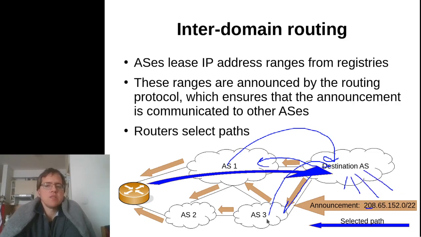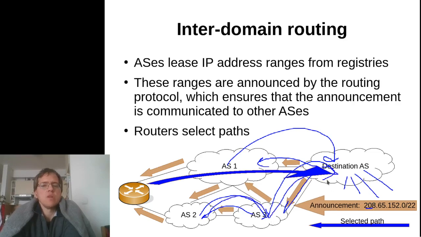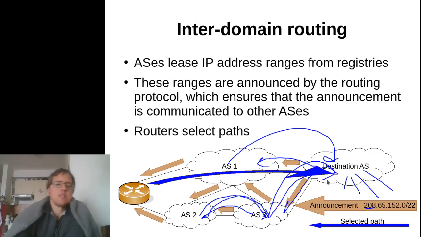Now, if AS3 decides that it is willing to route the traffic of AS2 through its network to the destination AS, then it re-announces the previous announcement to AS2. Dear AS2, if you want to reach the destination AS and any hosts within this IP prefix, then use my network and use these two AS hop paths to reach this destination.